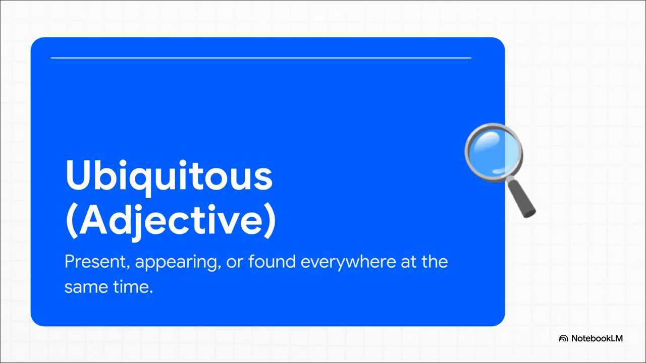It sounds fancy, but it just means it's everywhere, all at once. Just think about the example. In the modern world, the internet has become a ubiquitous tool. It's so common, so everywhere that we barely even think about it anymore. That's the definition of ubiquitous.